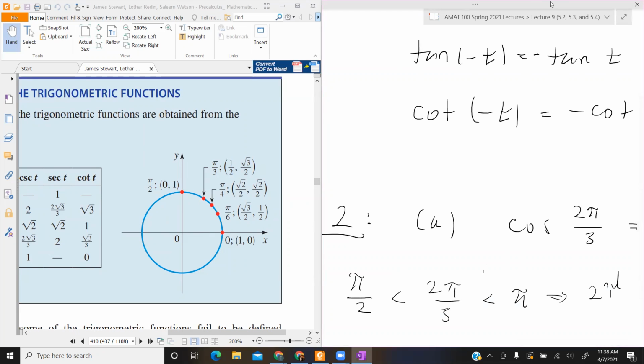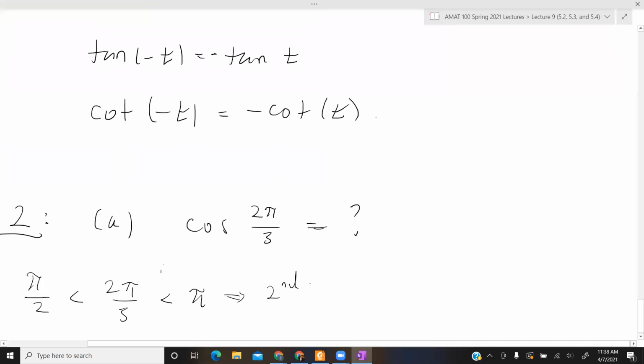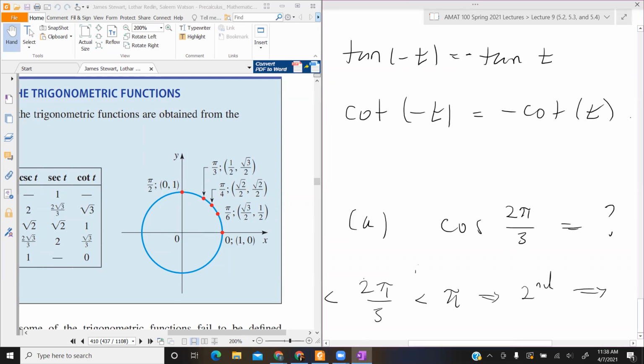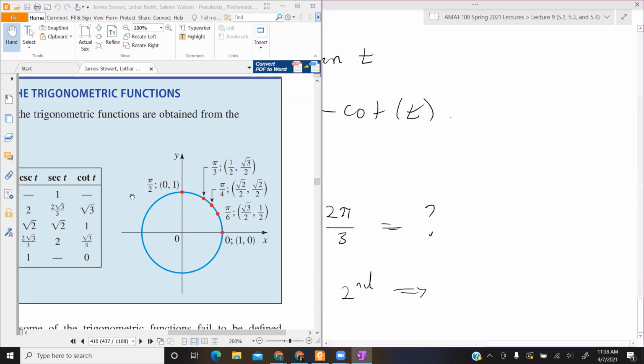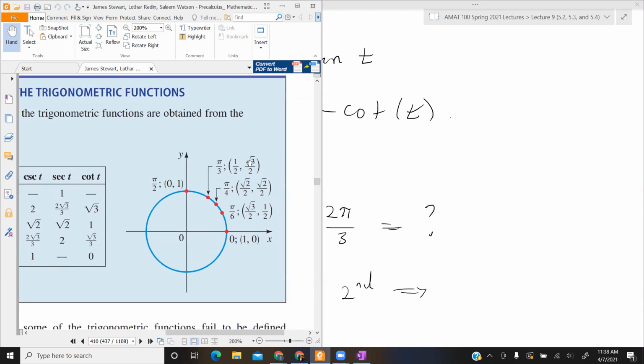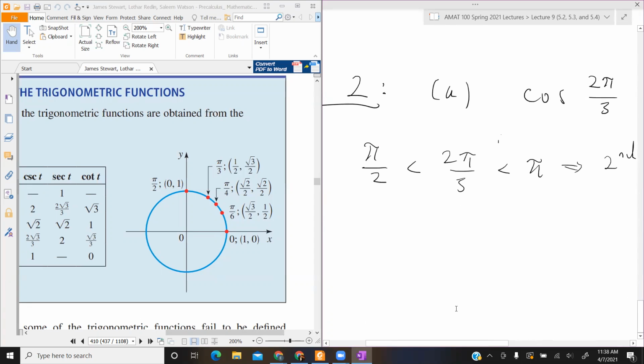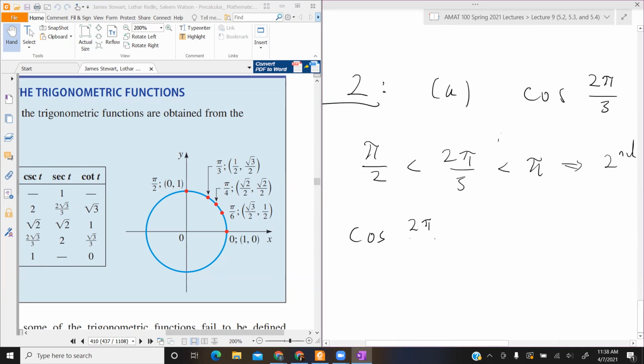So let me pull the book back. So we're in the second quadrant, and so what that means is, I need this stuff. When you're in the second quadrant, you put a negative sign on the x-coordinate. So we just had to take this point right here and put a negative on the x-coordinate. So you obtain this. And since cosine is just the x-coordinate, we can now finally calculate it. So cosine of 2π/3 is going to be negative 1/2.